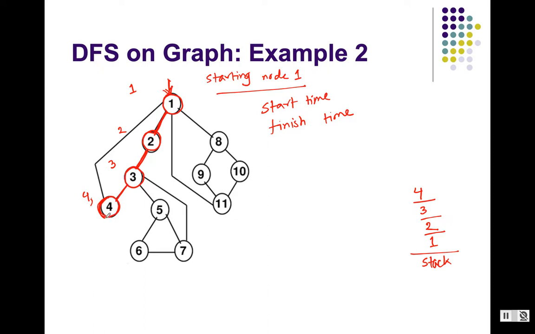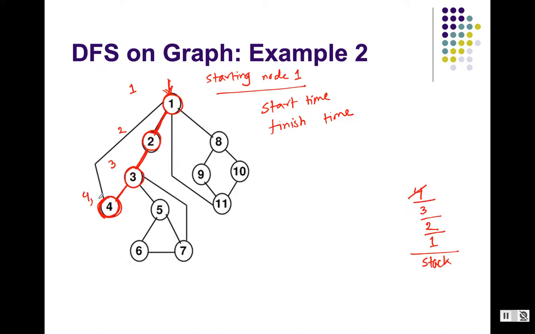Now 4 doesn't have any other unexplored neighbor. It has another neighbor, node 1, but 1 is already visited. So this is our dead end, and from this point we will keep backtracking. We are going to backtrack to node 3, so when we backtrack, we pop node 4 here.